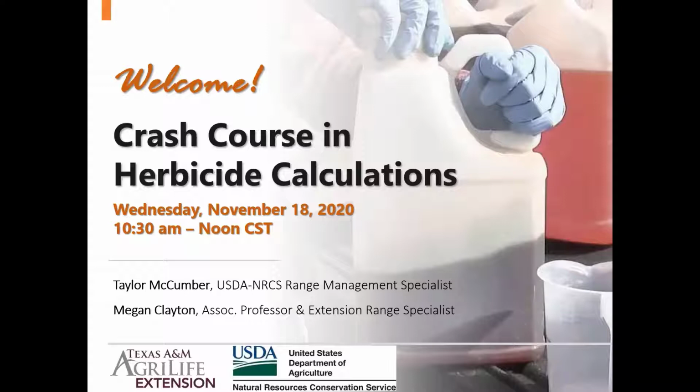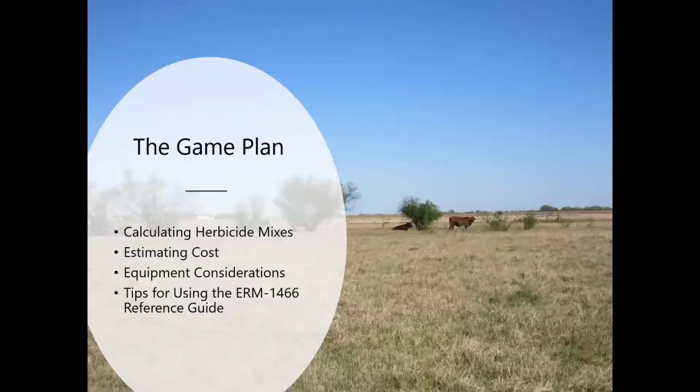We also have Extension Range Specialist Dr. Bob Lyons online today to share about a new app he's developed in just a bit. Our game plan is to cover information on how to calculate herbicide mixes, then move on to estimating the cost for a project. We will also cover different aspects of equipment important for effective control of unwanted plants with herbicide, and in our training session with a quick look at the ERM 1466 Weed and Brush Control Reference Guide.